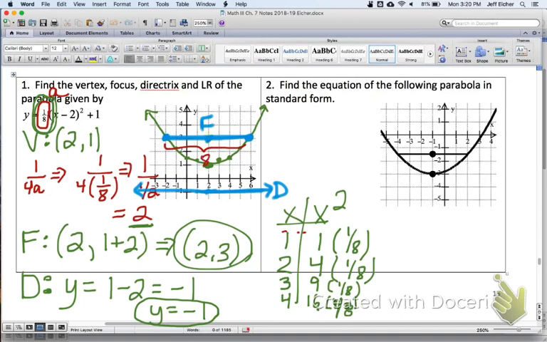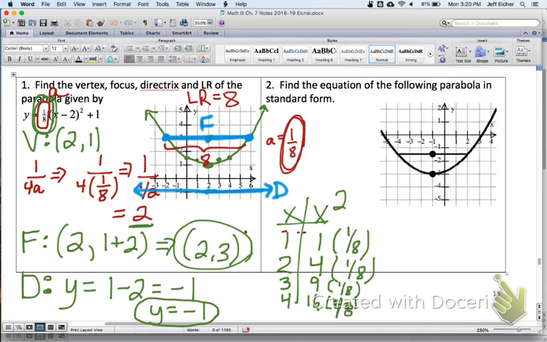How does that relate to our original equation? Well, our original equation had an A of 1 over 8. So the LR is simply the reciprocal of this 1 over 8. So the length of the LR, maybe we'll just write it up here, the LR length is the reciprocal of 1/8, which is just 8. So that's a pretty cool result.